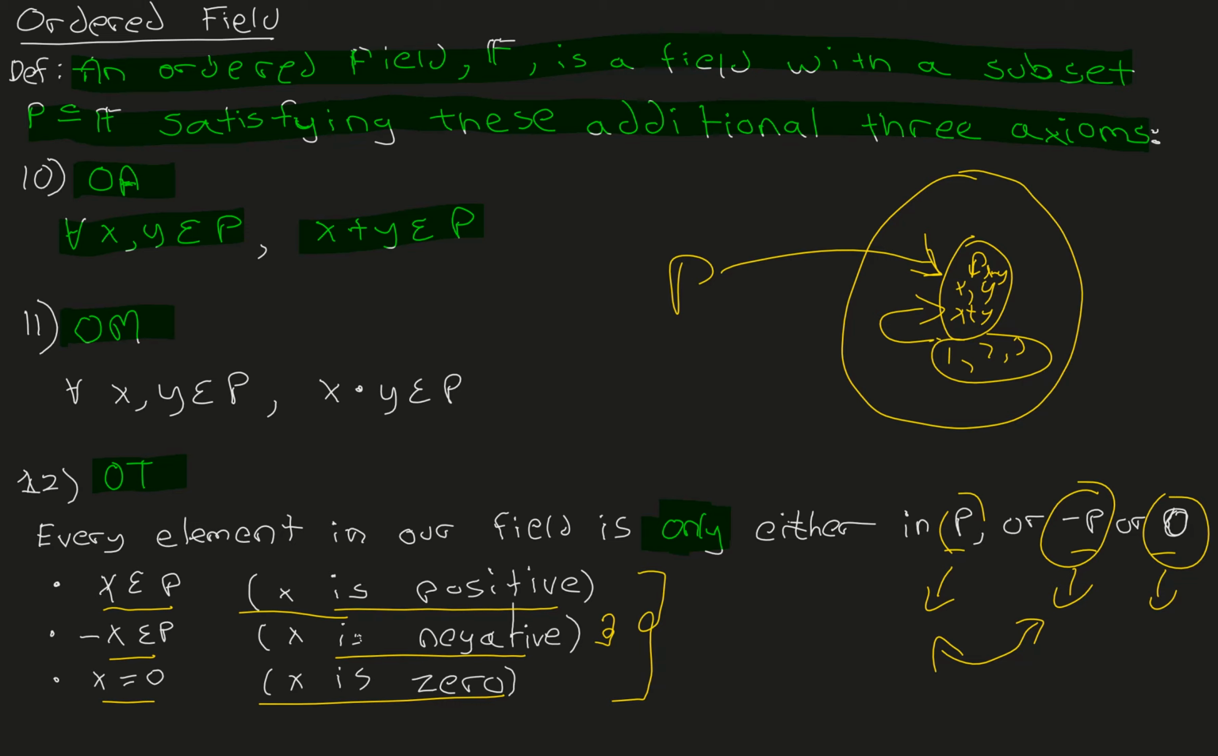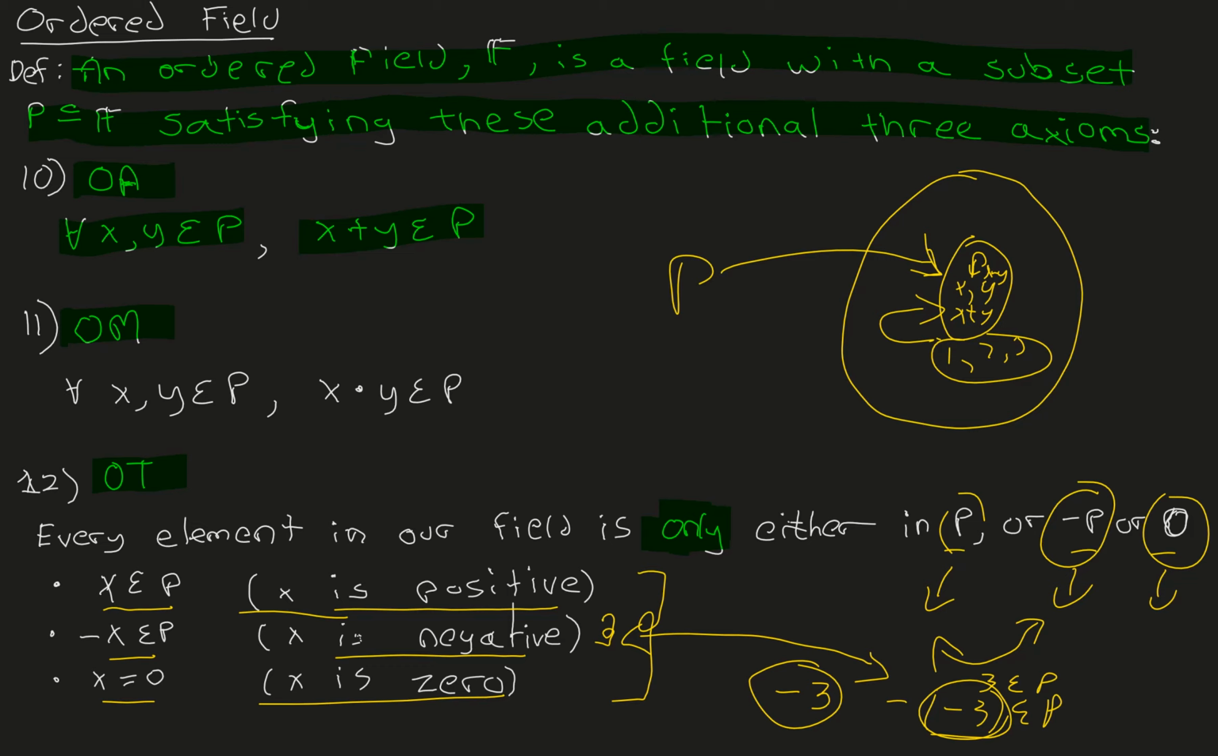We have established before that all the elements in P are positive. So for example, look at this element, minus 3. Minus of minus 3 is in P, since minus of minus 3 is 3. So if minus of minus 3 is in P, that means minus 3 is negative. That's what this basically says. Now this minus 3 is an example of the second property of OT.